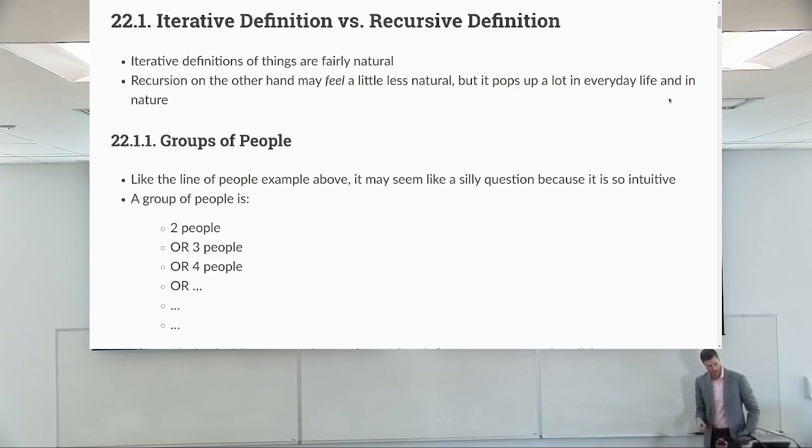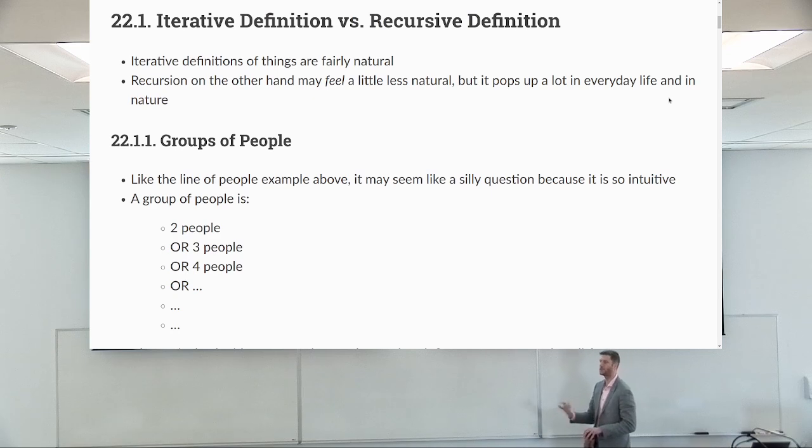So let's take a step back. I could define a group of people iteratively. Very simple. A group of people is 2 people. They have to have more than one person. Okay? So a group of people is 2 people, or 3 people, or 4 people, and so on and so on. And I can do this forever. I can do this until the end of time. Just keep adding.